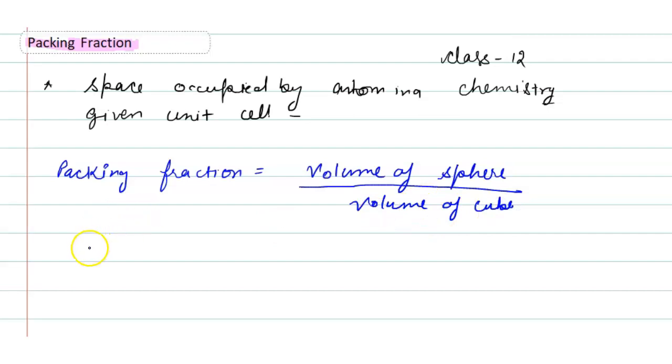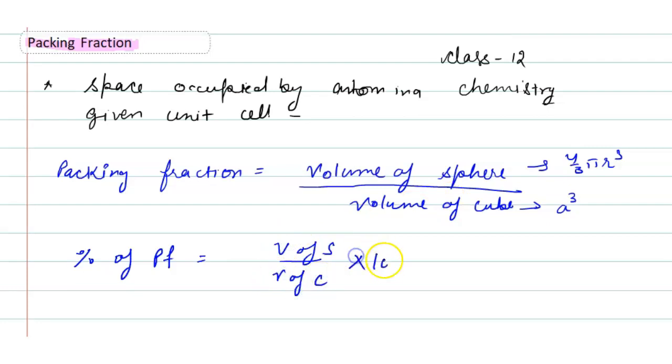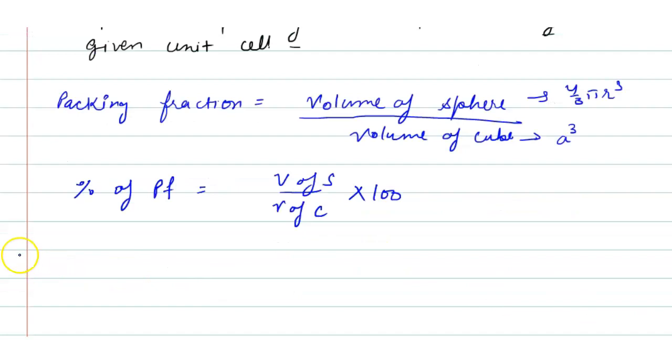Now you know that here the volume of sphere is equal to 4/3 pi r cube, and the volume of cube is a cube, where the edge is represented by a. Now first we will find the packing fraction for the simple cubic unit cell. And another thing, if we find the percentage of packing fraction, then volume of sphere upon volume of cube multiplied by 100. So this is the percentage of packing fraction.